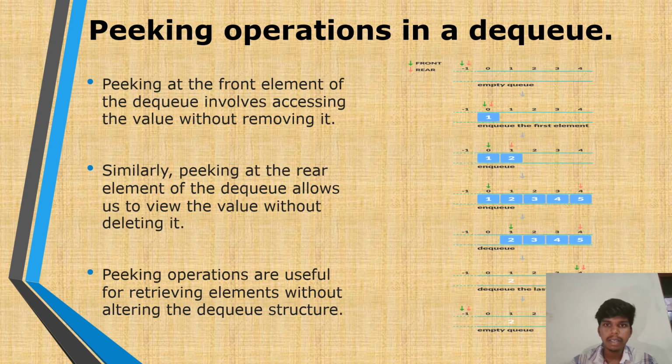Peeking operations in a DQ. Peeking at the front element of the DQ involves accessing the value without removing it. Similarly, peeking at the rear element of the DQ allows us to view the value without deleting it. Peeking operations are useful for retrieving elements without altering the DQ structure.